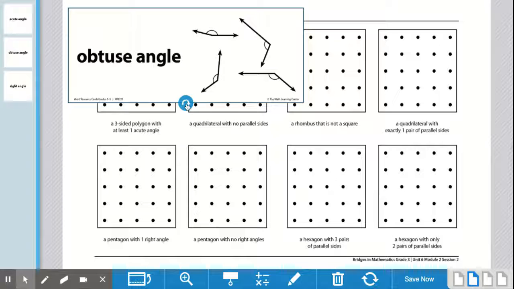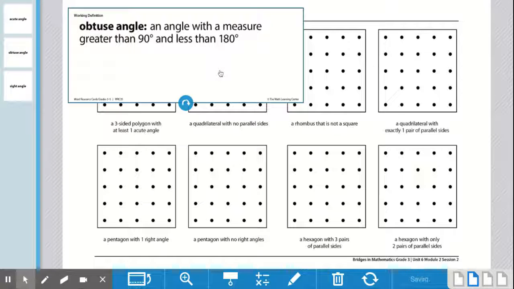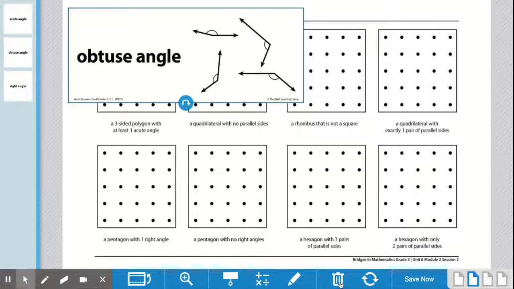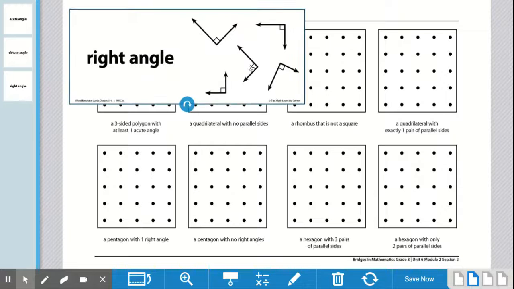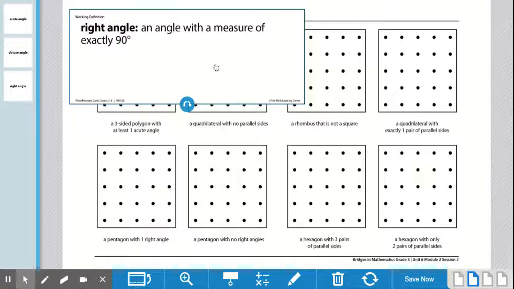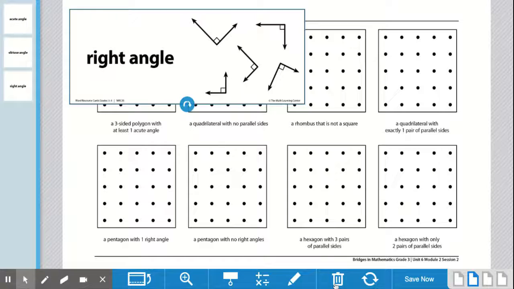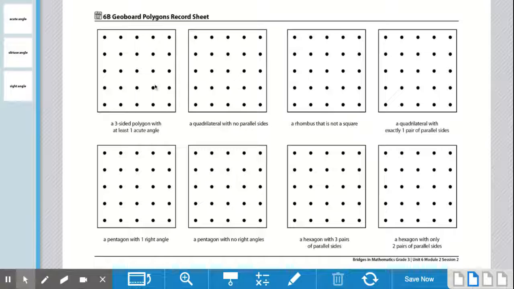Obtuse angle. I see pictures of it. Wow, those are wide. I flip it over. An obtuse angle is an angle with a measure of greater than 90 degrees and less than 180 degrees. Delete it. And a right angle. Looking at the picture, they all look the same. A right angle is an angle with a measure of exactly 90 degrees. And I'm going to delete that. Okay, so that's going to help me with the 3-sided polygon with at least one acute angle.